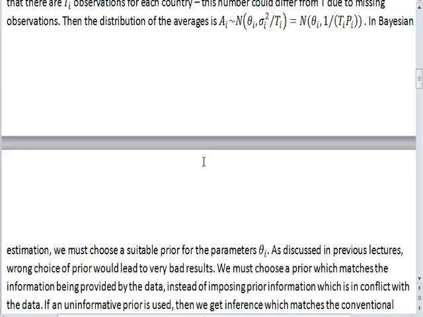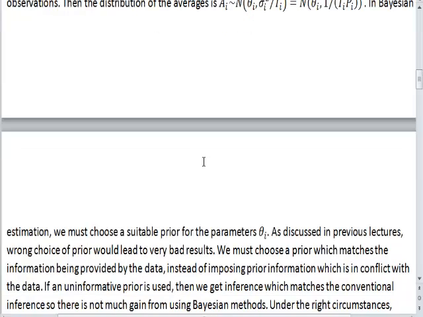Now in Bayesian estimation, we have to choose a suitable prior for each parameter. If we choose the wrong prior, it leads to very bad results. So we must choose a prior which matches the information which is being provided by the data. This is the key to the empirical Bayes method.